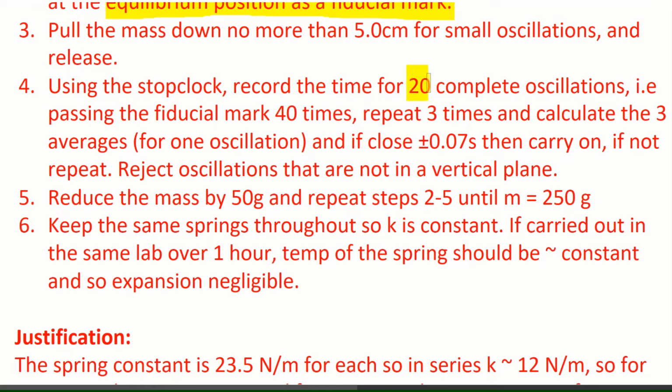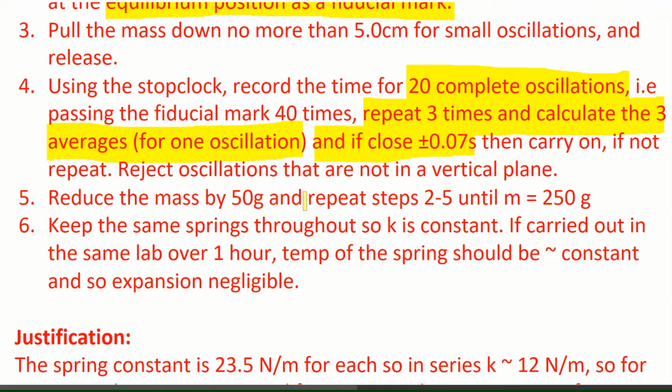So this is a bit about the procedure that we're going to do, i.e. that means passing the fiducial mark 40 times. Repeat this 3 times and calculate the 3 averages for one oscillation. And if close, i.e. within 0.07 of a second, then carry on. If not, repeat. Reject oscillations that are not in the vertical plane. Okay, so it's quite clearly saying what would be rejected. We're saying what are the conditions for carrying on.